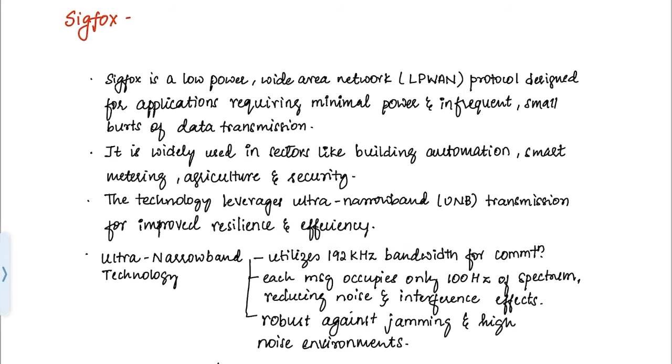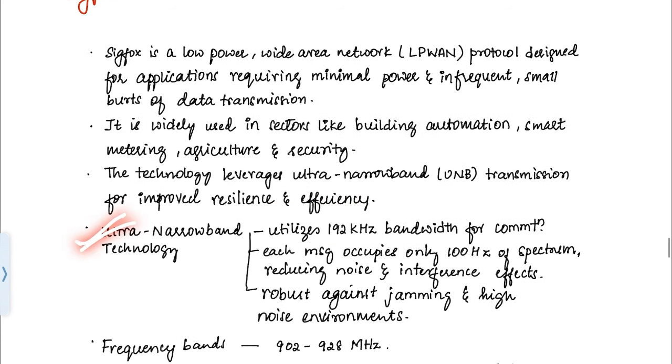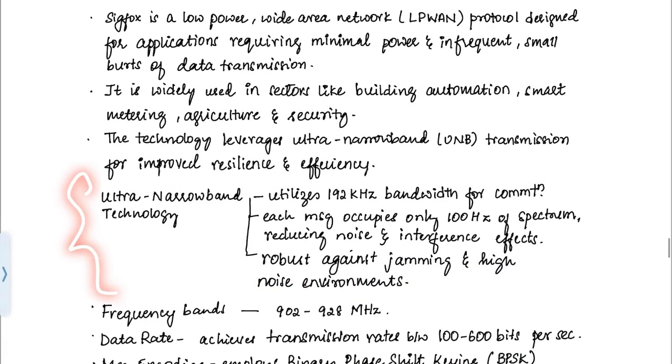Speaking of the key features of Sigfox, first one we have is ultra narrowband technology. That is, it utilizes 192 kilohertz bandwidth for communication. Each message will occupy 100 hertz of spectrum, thereby reducing the noise and interference effects. Then it is very robust against jamming and high noise environments. That is, speaking of this ultra narrowband technology, it is very efficient or preferred even in noisy environments.